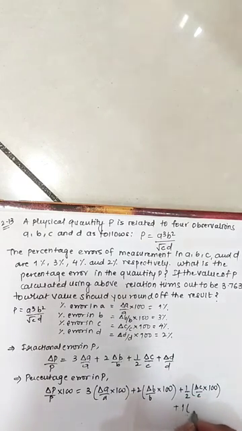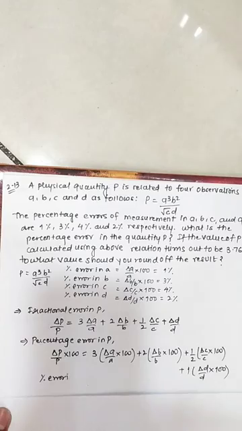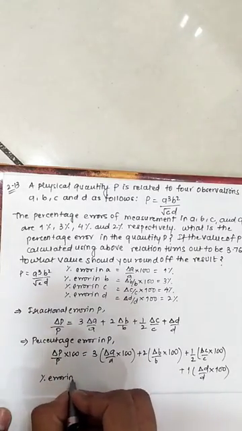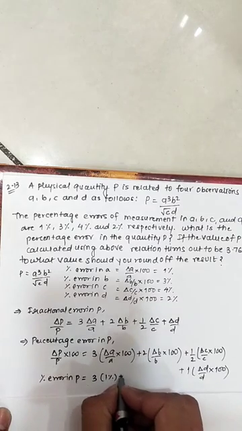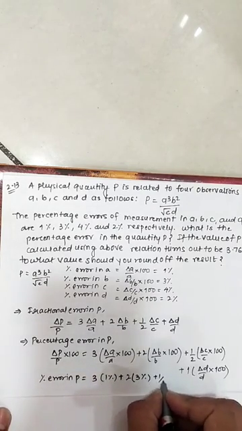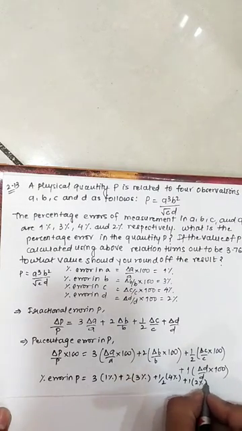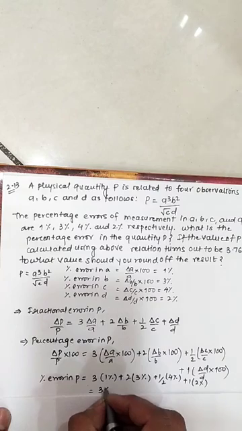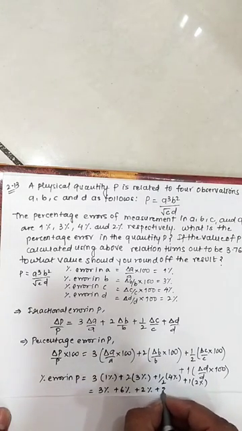Plus 1 into delta D by D into 100. Till this clear? Moving ahead with the next, that is percentage error in P, that is equal to 3 times percentage error in A is 1%, 2 times 3%, 1 by 2 times 4%, and last 1 into 2%. So I'm going to get 3% plus 6% plus 2% plus 2%.